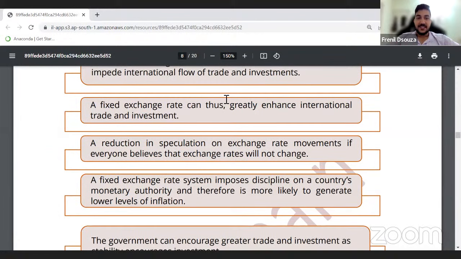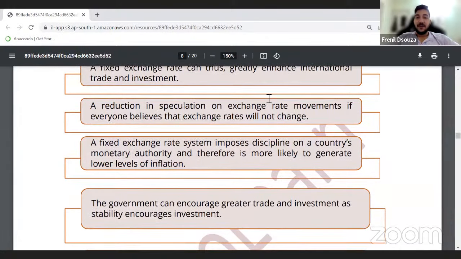Next, a fixed exchange rate can thus greatly enhance international trade and investment because it provides something called stability, right? So there is no change in the exchange rate at all. $1 is equal to 75 rupees, no matter what happens. How much demand, how much supply, we are not going to change, right?